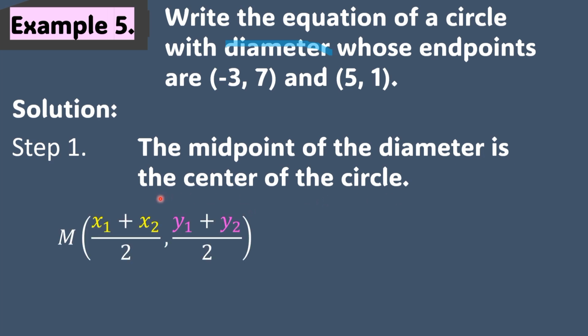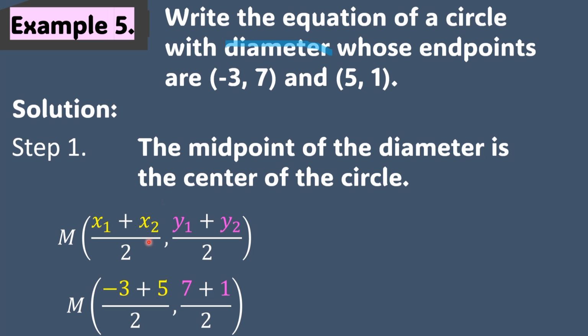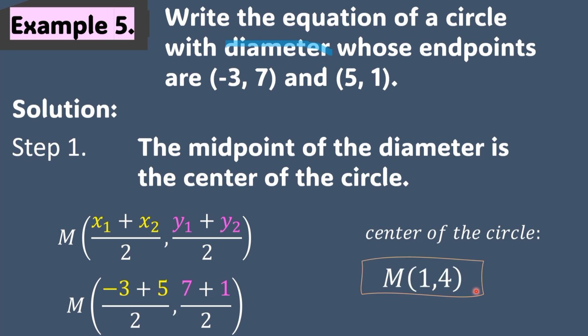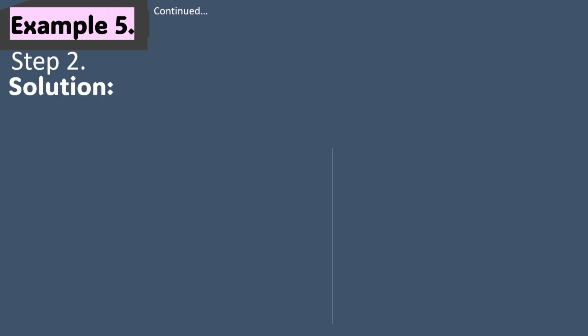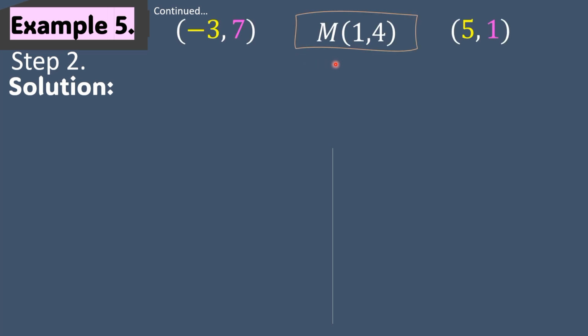Using the midpoint formula, substitute the given coordinates of x and y. That is, the midpoint is (−3 + 5) all over 2 for the x coordinate of the midpoint, then (7 + 1) all over 2 for the y coordinate of the midpoint. The center of the circle then is (1, 4). Step 2. First, list the given endpoints of the diameter plus the midpoint coordinates.